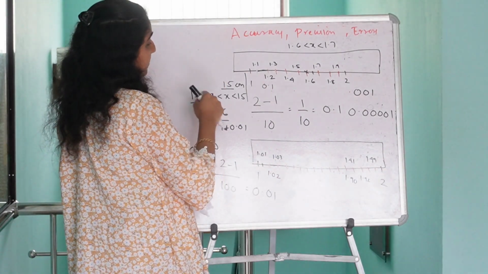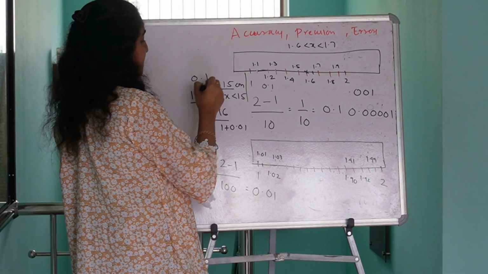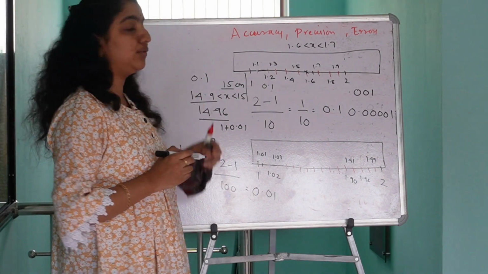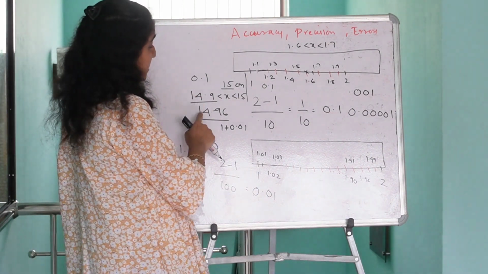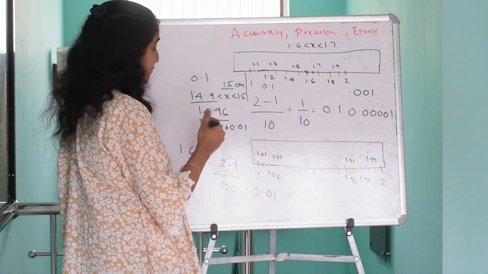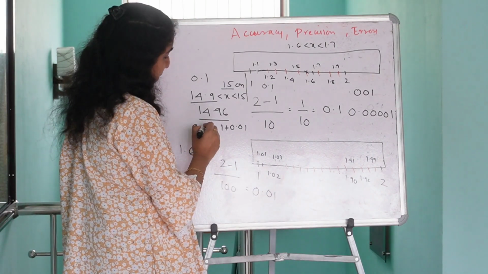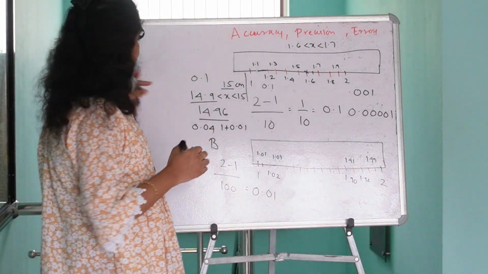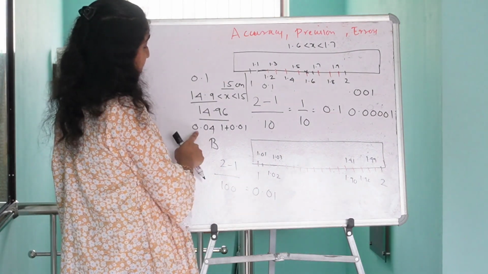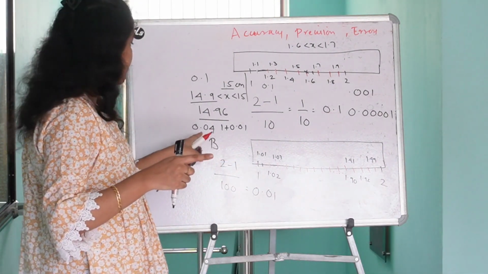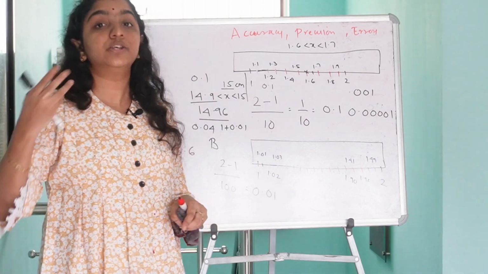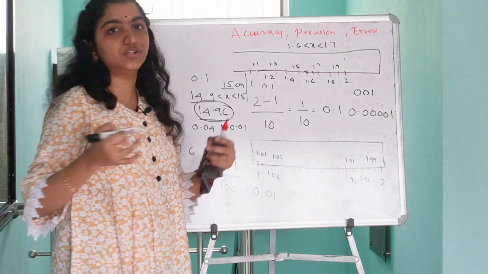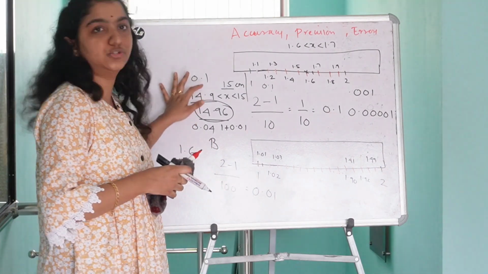So the difference between 14.9 and 15 is 0.1, and the difference between 14.96 and 15 is 0.04, isn't it? So which is a lesser value, 0.1 or 0.04? Obviously 0.04 is the smaller value. So we can say 14.96 is the most accurate value among these two values.